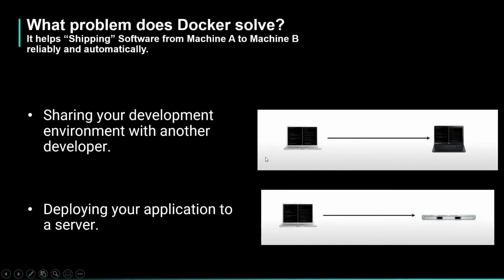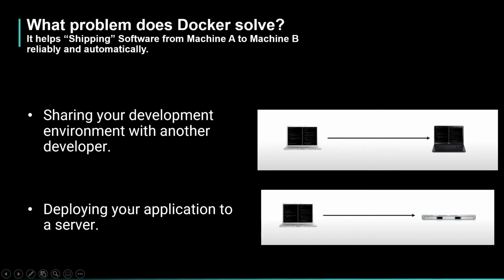So what problems does Docker solve? It helps shipping some software from machine A to machine B reliably and automatically. So if you want to share your development environment with another developer, you need to send from one computer to the other all the tools, maybe the same version of the programming language, all the settings. So you have this problem of shipping the software from machine A to machine B.